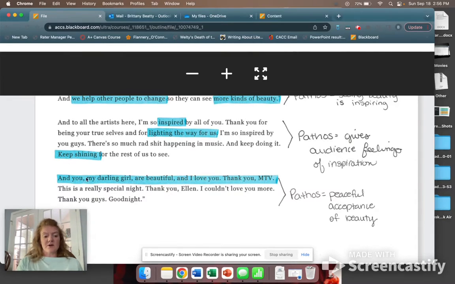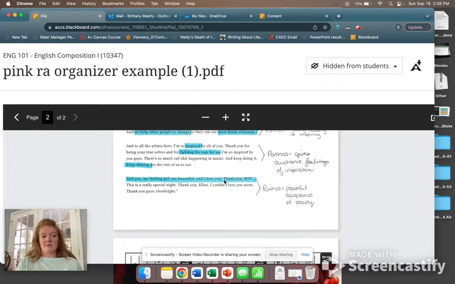And then at the end of her speech, she says, "And you, my darling girl, are beautiful and I love you." So it's kind of a peaceful ending to her speech where she's accepted beauty and everyone else should accept beauty as well. So those are some of the things that I noticed in this particular speech.